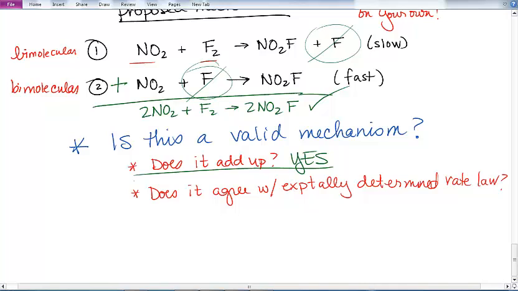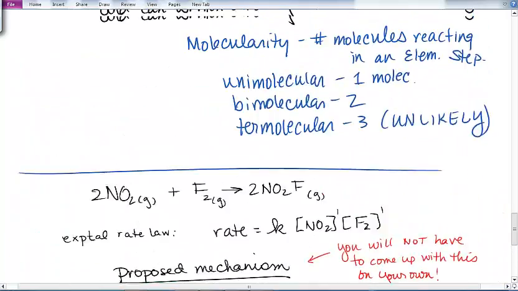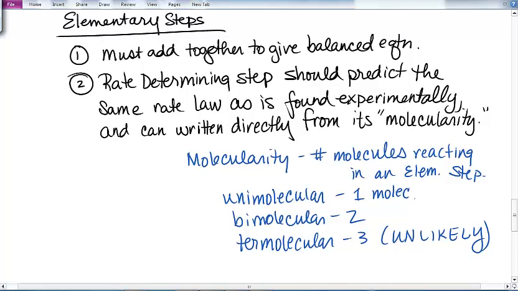The second question is, does it agree with the experimentally determined rate law? In order for us to answer that, let's go back up to the rules for elementary steps over here. It says the rate determining step should predict the same rate law as is found experimentally and can be written directly from its molecularity. So let me show you what that means.